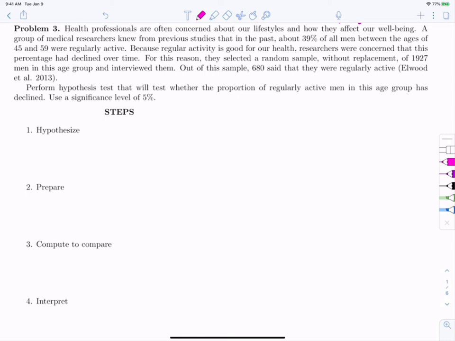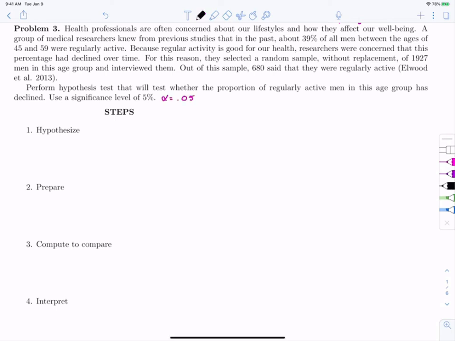So for this reason, they selected a random sample without replacement of 1,927 men in this age group, and they interviewed them. Out of the sample, 680 said they were regularly active. We want to perform a hypothesis test to determine whether the proportion of regularly active men in this age group has declined. And we're going to use a significance level of 5%. So that's an alpha equals 0.05.